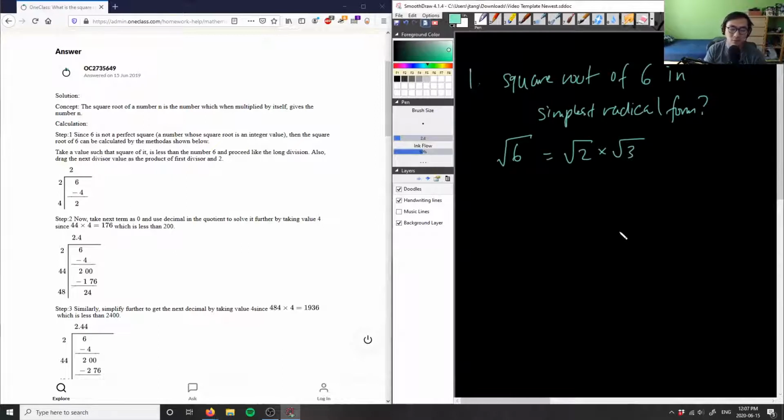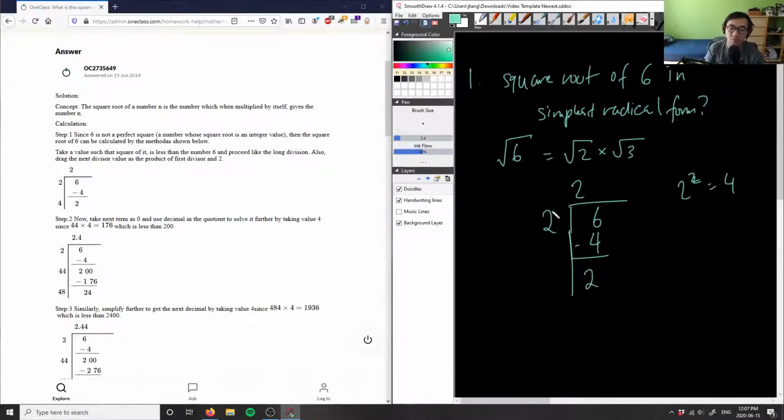What we want is an approximate value for the square root of 6. It's going to end up being a decimal because 6 is not a perfect square. So we're going to use a long division kind of method here. We put 6 as the dividend, and we want to find the number that squares closest to 6. In this case, it would be 2, because 2 squared is 4, and 3 squared is 9, but we can't go over 6. So we put 2 here, and 2 squared is 4, so we put 4 here, and subtract to get 2.